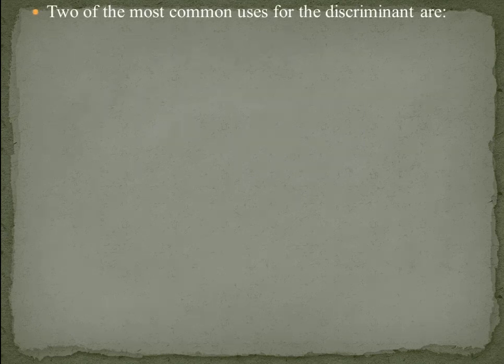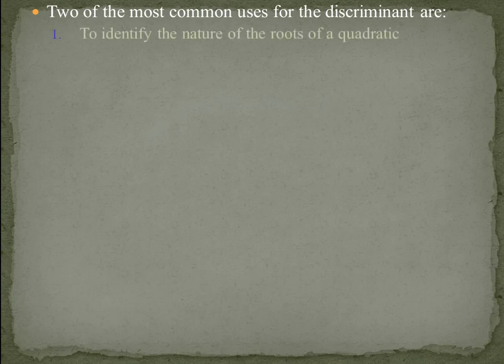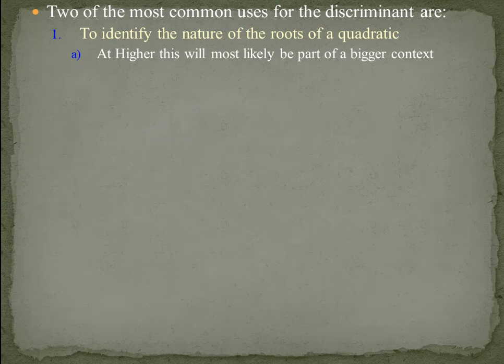So, two of the most common uses for the discriminant are to identify the nature of the roots of a quadratic. Now, at Higher, this will most likely be part of a bigger context. It won't just ask you to determine the roots. Determining the roots will tell you something. It will allow you to do something else. So you will determine the nature of the roots of a quadratic, but it will allow you possibly to do something else within all the other contexts in the course.